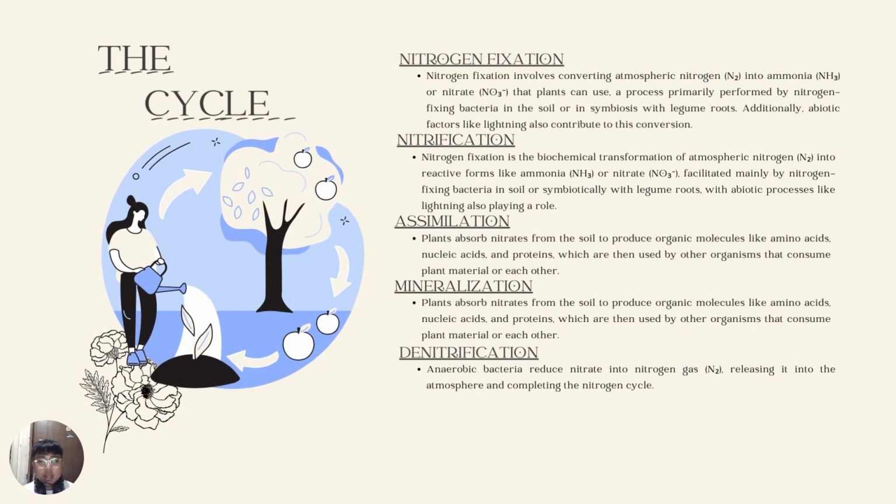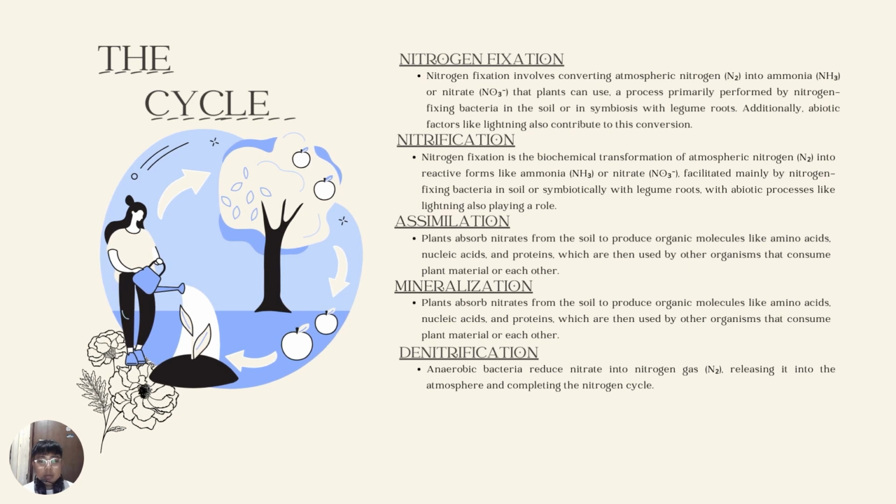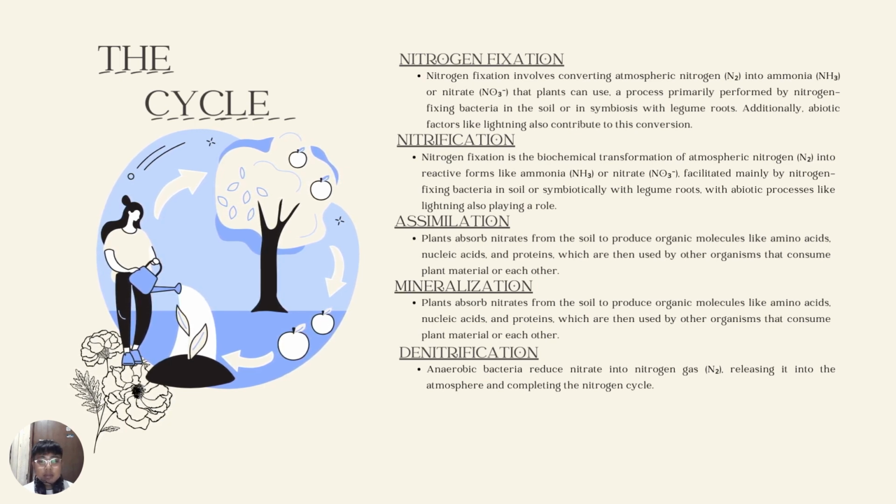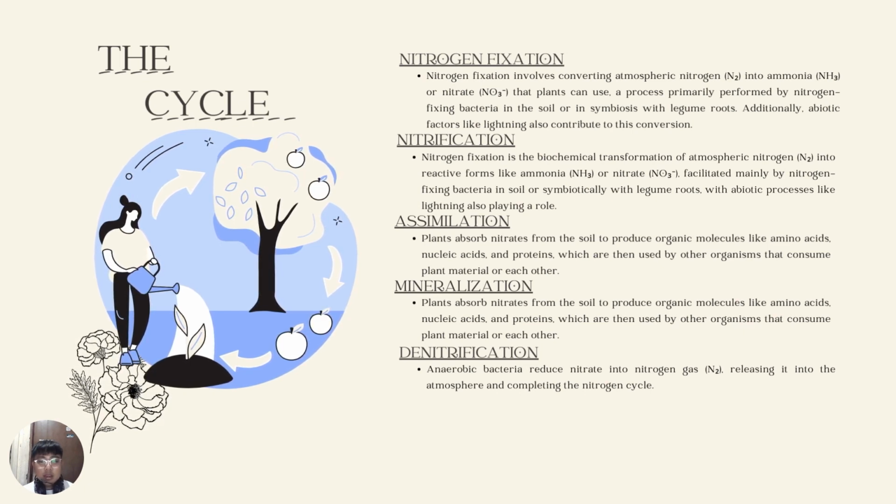Mineralization. In natural ecosystems, when plants and other organisms pass away, decomposing bacteria and fungi in the soil convert the organic nitrogen within their bodies back into ammonia. This crucial process effectively recycles the nitrogen, rendering it available once more for other plants to utilize. The death and decay of plant matter play a significant role in contributing to the nutrient pool accessible for other plants, making the cycle especially vital.